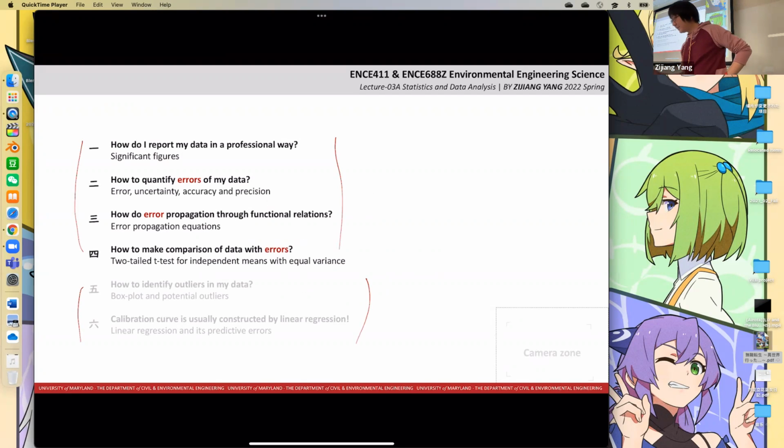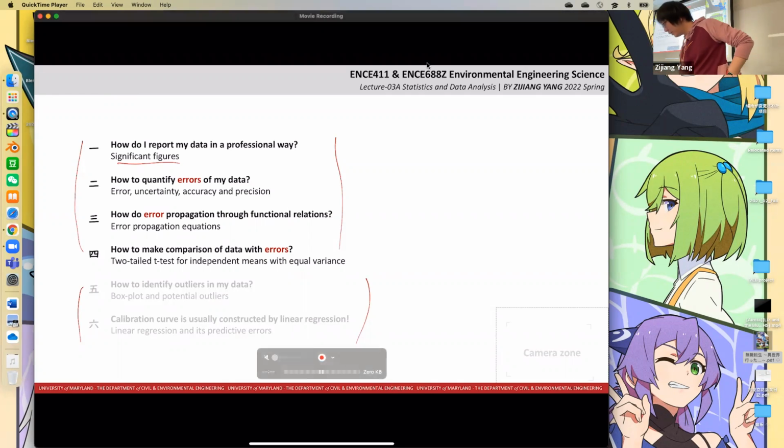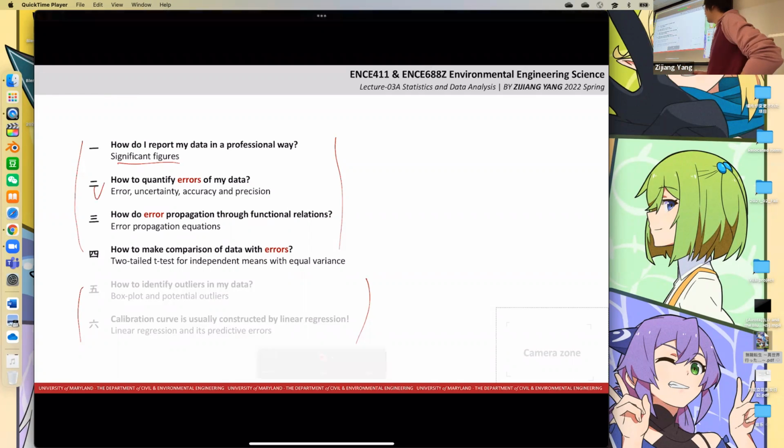First today we are going to talk about significant figures. Then we are going to talk about errors, like how to quantify the errors. Then we are going to talk about the propagation of errors, especially the error propagation equation. And then we are going to talk about how to compare data with errors, because data always have some errors, and this will be the t-test.